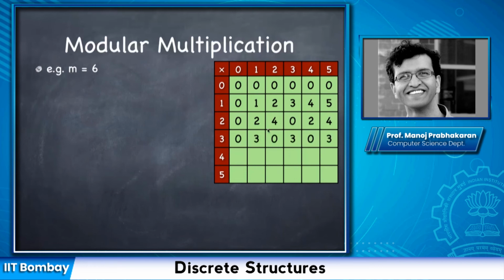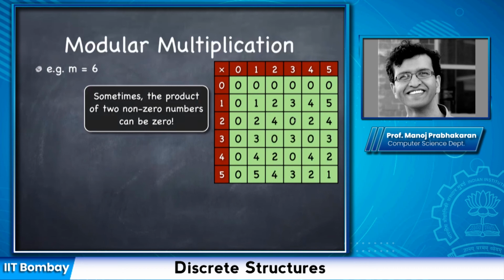How about 3? 3 times 1 is 3. 3 times 2 is 6, which is 0. Okay, and 3 times 3 is 9, which is 3. 3 times 4 is 12, which is 0. 3 times 5 is 15, which is 3. And you can fill in the rest of the table as well.